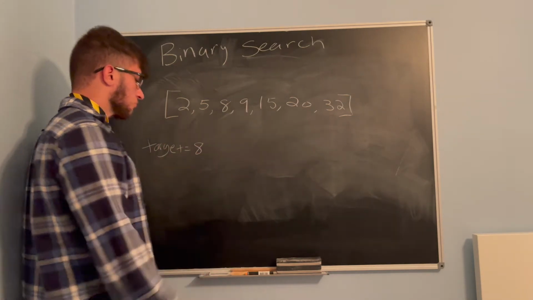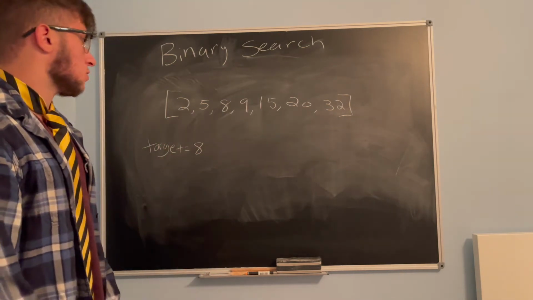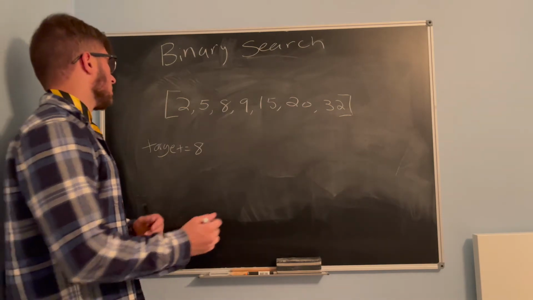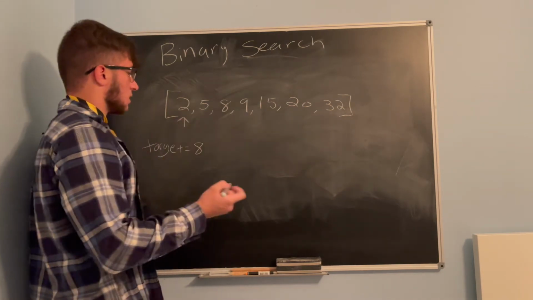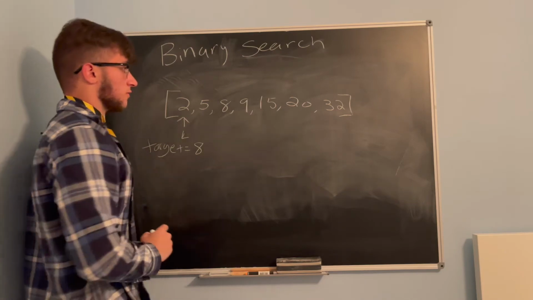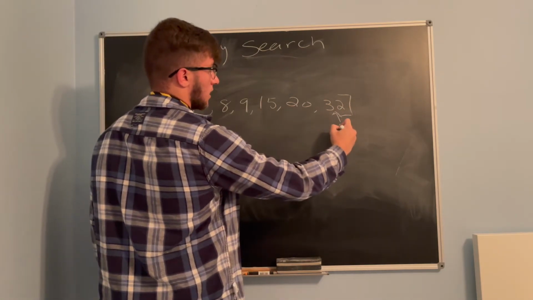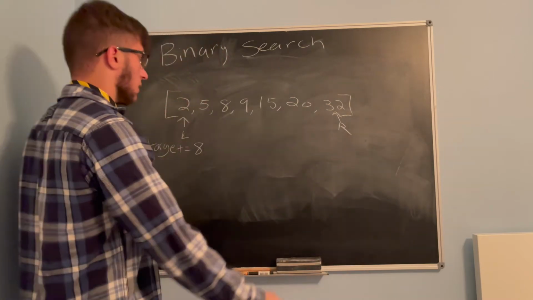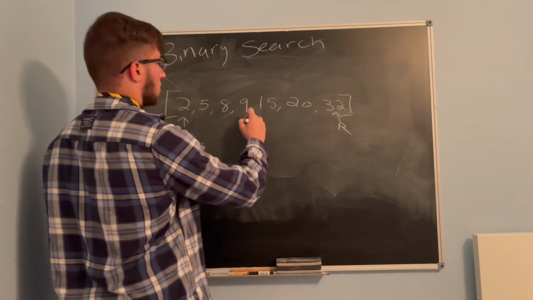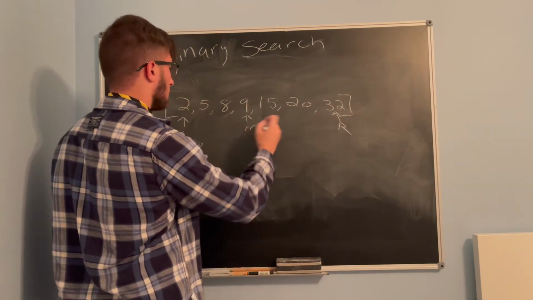equal to 8. And in binary search, we have 3 different pointers. Our first pointer starts at the beginning of the array, and this is our left pointer. And then the right pointer starts at the end of the array, and we'll call it right. And then we have a middle pointer. The middle pointer is put obviously in the middle.